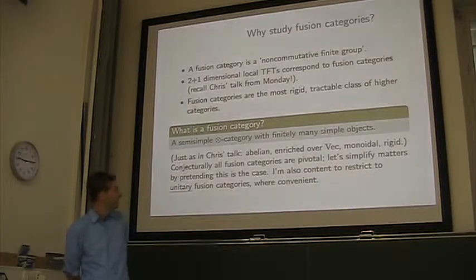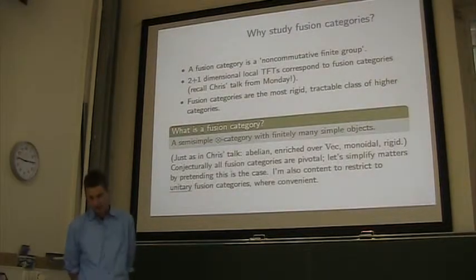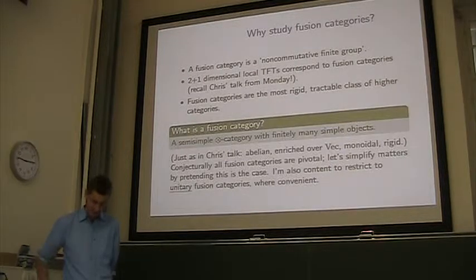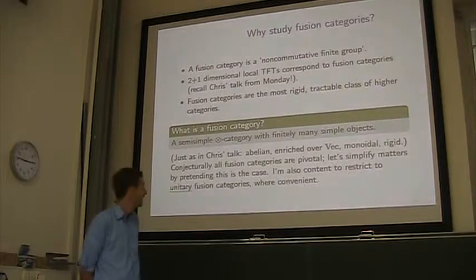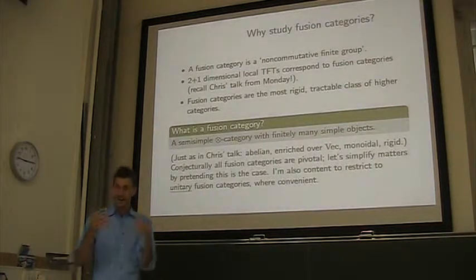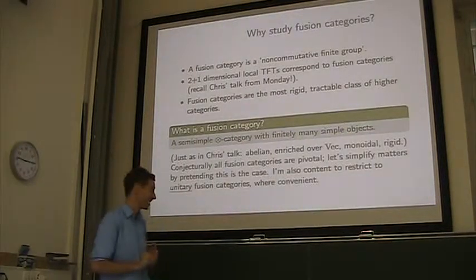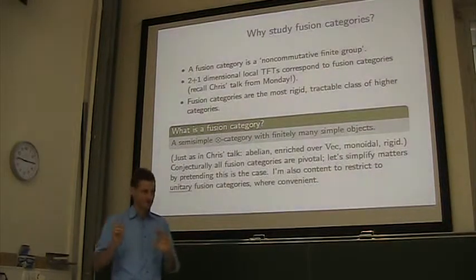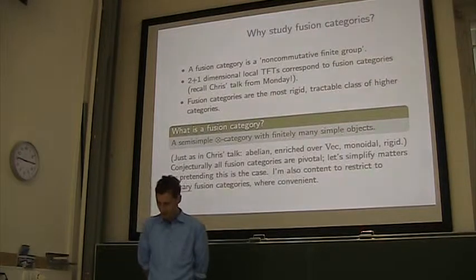Then in Chris's talk on Monday, he explained that fusion categories are exactly what you want to think about if you care about 2+1 dimensional local TFTs, at least with targets in tensor categories, the dualizable objects of the fusion categories. And then, going back to where it started, not believing in higher categories, fusion categories are the very first place where we can study higher categories. There's something higher about them, but they're just as easy as possible. Everything is as nice as we could possibly imagine, and if we want to make some progress on understanding what things look like, maybe this is a nice world to start.